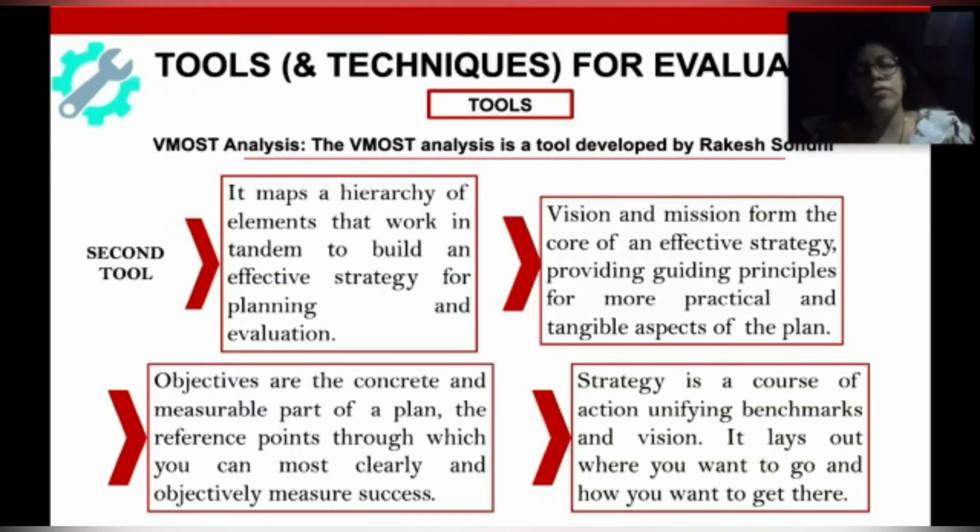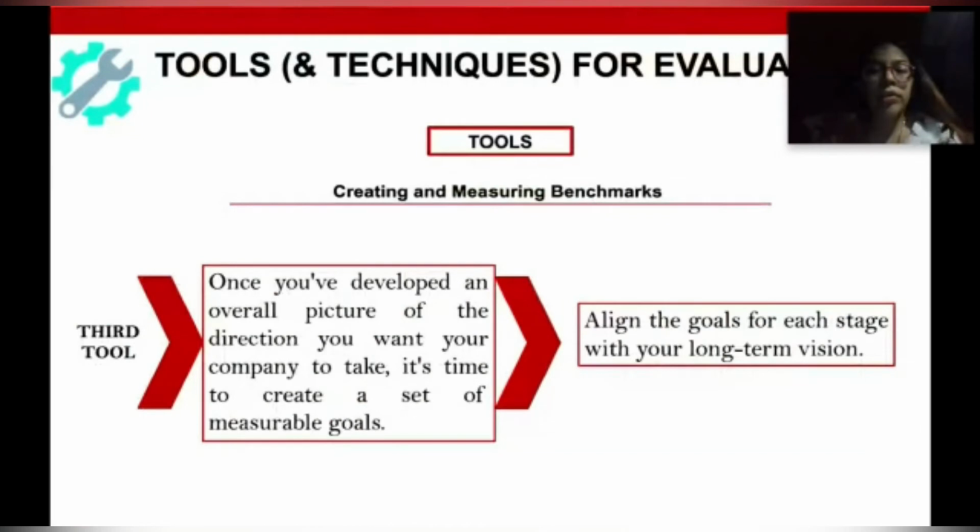The third tool, creating and measuring benchmarks. Once you've developed an overall picture of the direction you want your company to take, it's time to create a set of measurable goals. Align the goals for each stage with your long term vision.